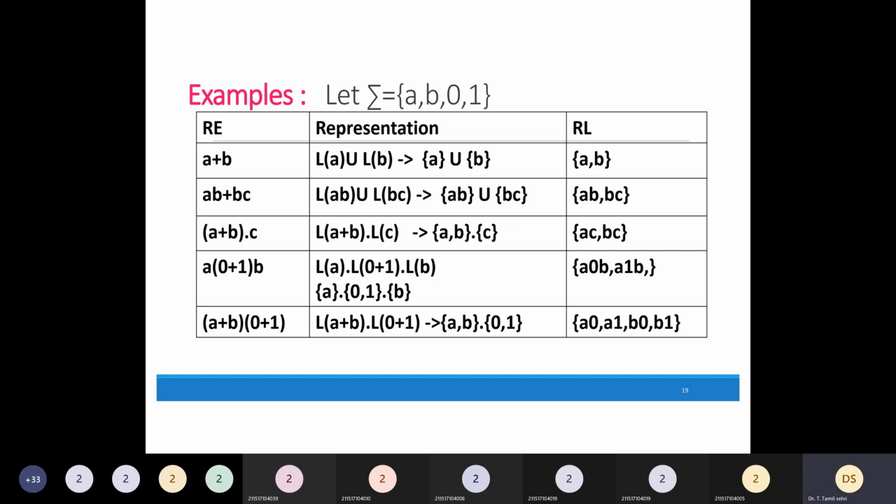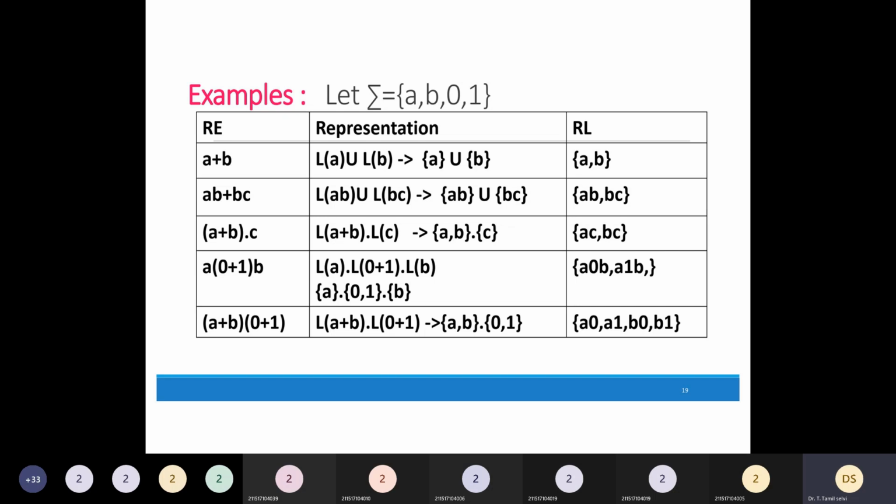Likewise, a into 0 plus 1 into b. Here L of a is the first regular expression, small a. So you have to write L of a dot, the second one is 0 plus 1, so L of 0 plus 1 dot, and the third one is small b, so L of small b. Finally, within curly braces you write a dot 0 comma 1 dot b. You have to combine all of these into a single language, meaning a0b, a1b. This is the regular language for the given regular expression.